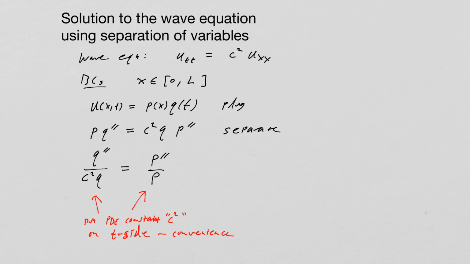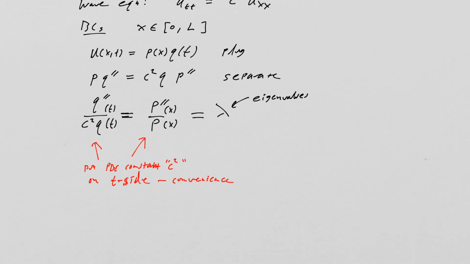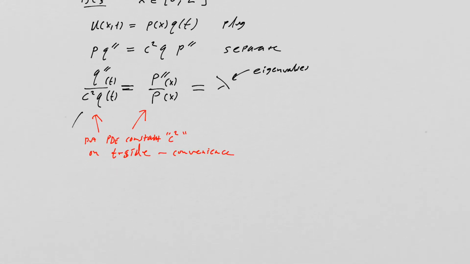Okay, so with that, we know the next step, of course, is to say that everything on the left is a function of time and everything on the right is a function of space. That means that if these are truly equal to each other, they must be equal to a constant. So that constant, of course, is going to be our eigenvalues. All right, so we're going to go further and then solve that eigenvalue equation.